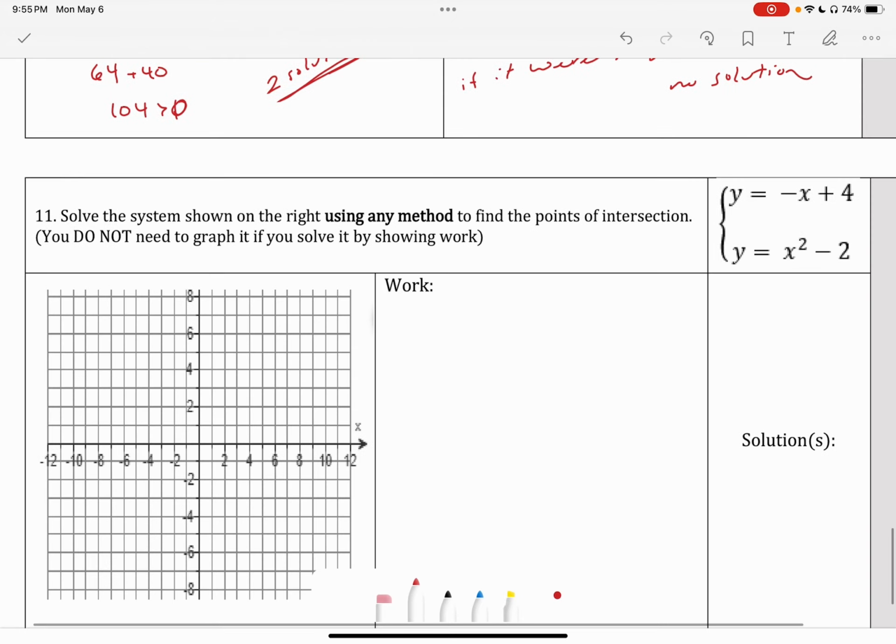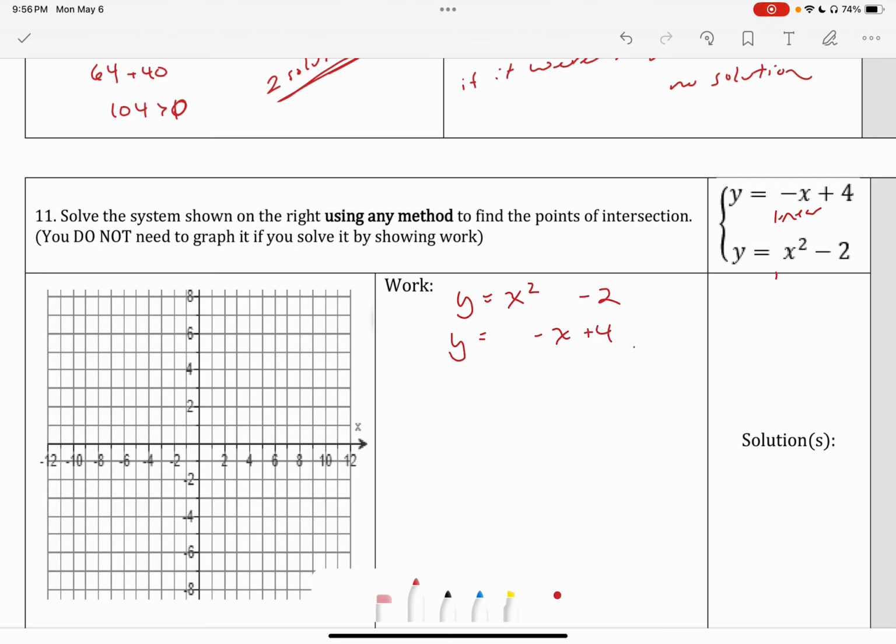Last one is 11. It says solve the system using any method. So we could graph this, right? We've got our linear on top and our quadratic on the bottom. I'm going to use an algebraic method. So I'm going to go y equals x squared minus 2 and y equals negative x plus 4. And I am going to use elimination, which means I'm going to subtract these two. So y minus y becomes 0.